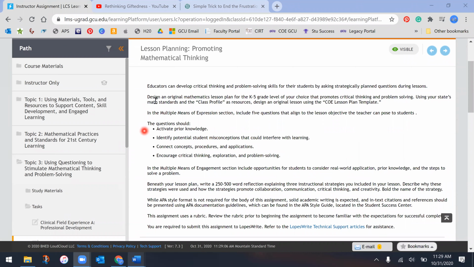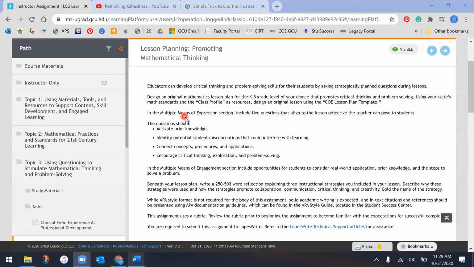You'll be doing this by starting with a lesson plan for K5 grade level. You're going to choose your state math standards and choose one standard. You'll also use the class profile that is located in your week's study materials to support you with writing your lesson plans. For this assignment, you're going to be filling out the entire lesson plan document.